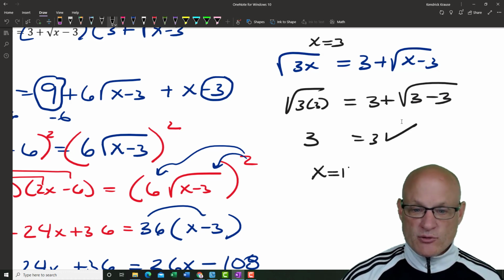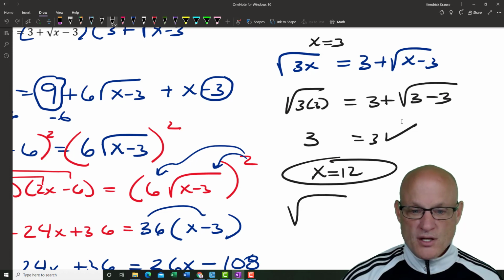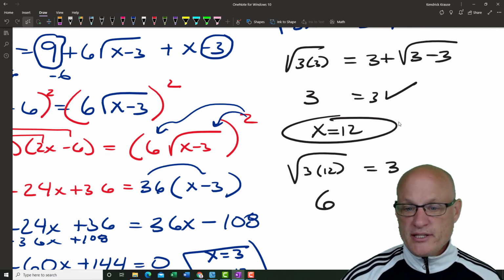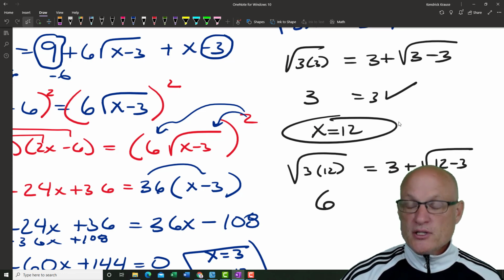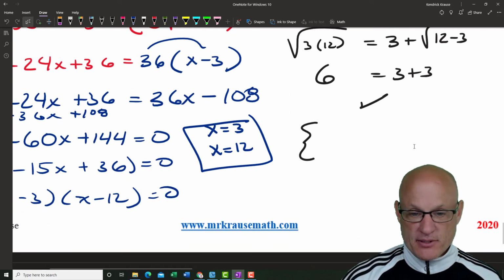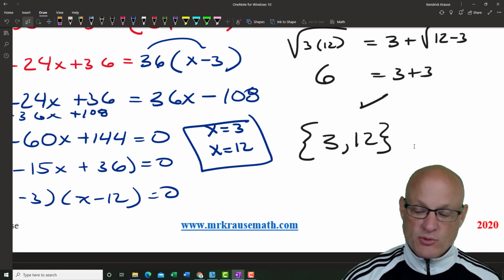Now we're going to try x equals 12. Square root of 3 times 12. That is the square root of 36, which is just 6. Does that equal 3 plus the square root of 12 minus 3? 12 minus 3 is 9. The square root of 9 is 3, so that ends up being 3 plus 3, so that checks. So in fact, they both work. That doesn't often happen, but this time it does. We have two solutions, 3 and 12.